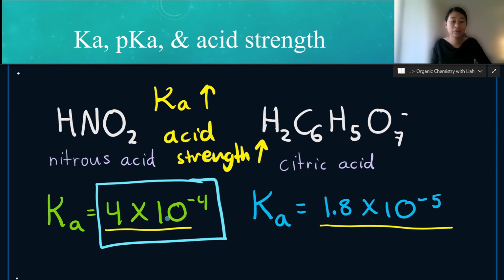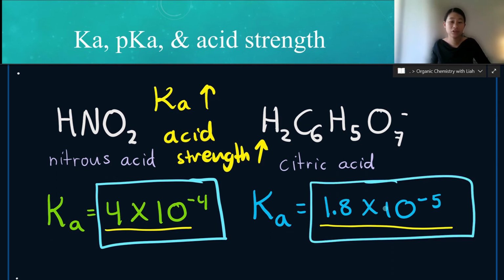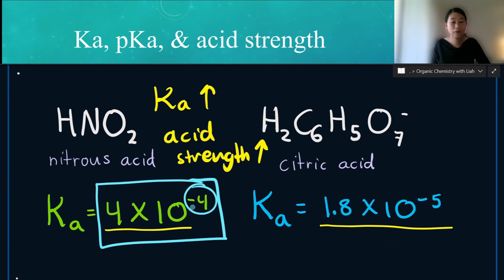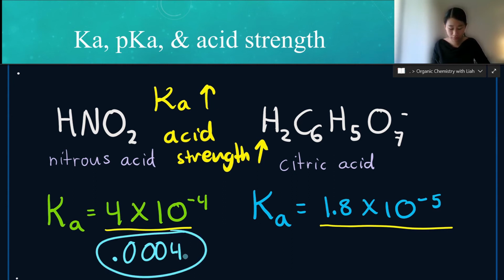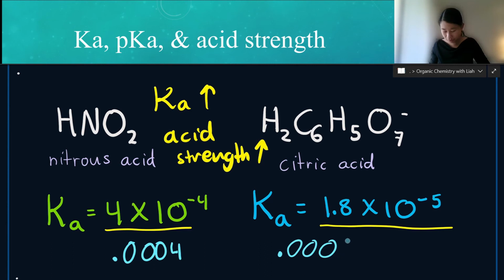Nitrous acid has a higher value than does citric acid for its Ka value, because a negative 4 exponent is a greater value than a negative 5 exponent. These values are written in scientific notation, so if you wanted to write this out, well, we would have this for the nitrous acid, 0.0004, and for the citric acid we would have a value of 0.000018. So clearly this number is larger, and therefore nitrous acid is the stronger acid in this case.